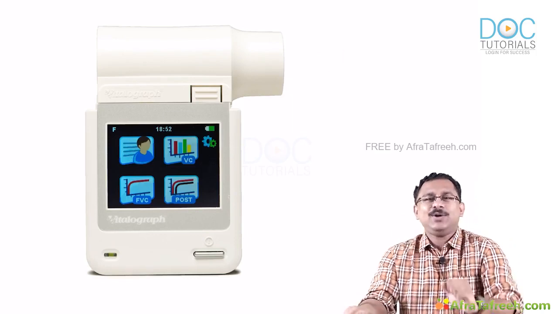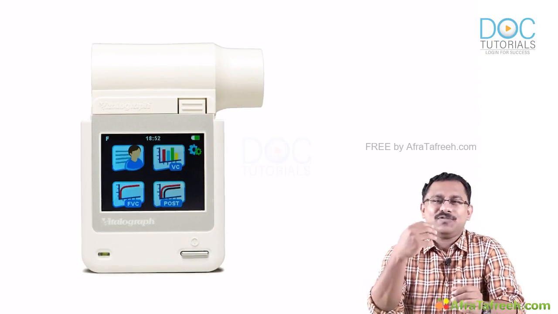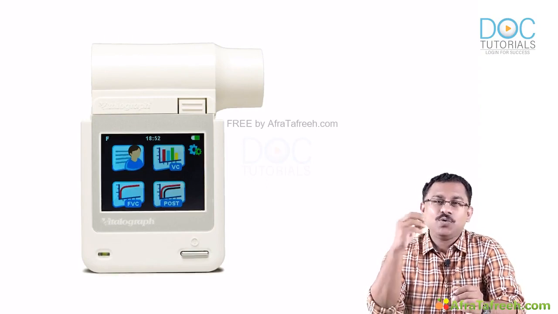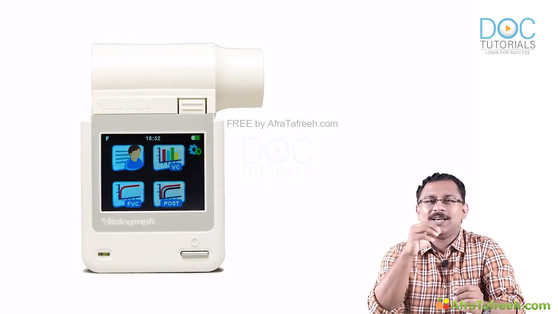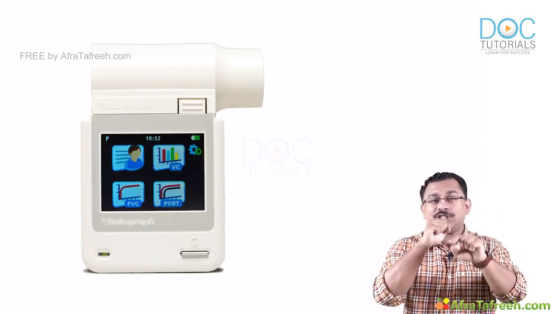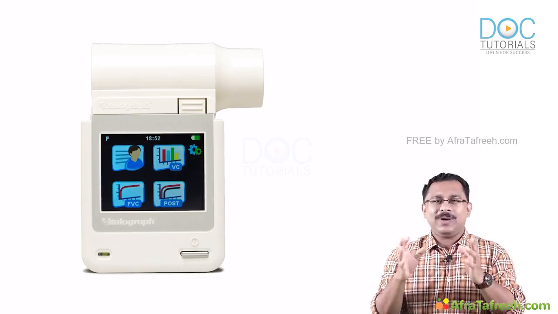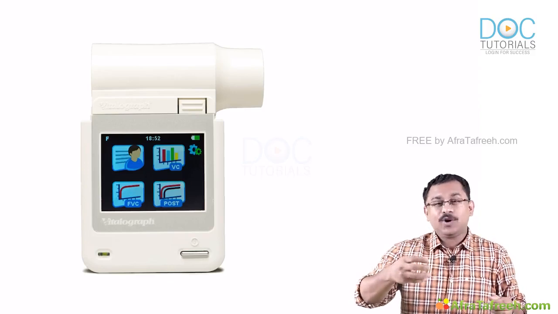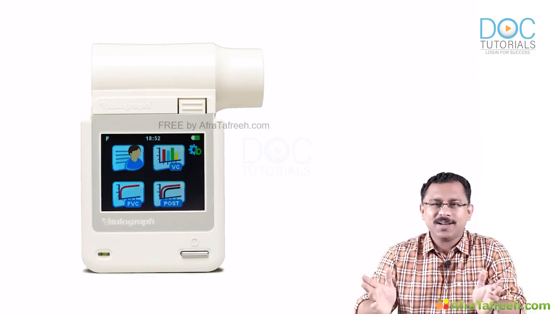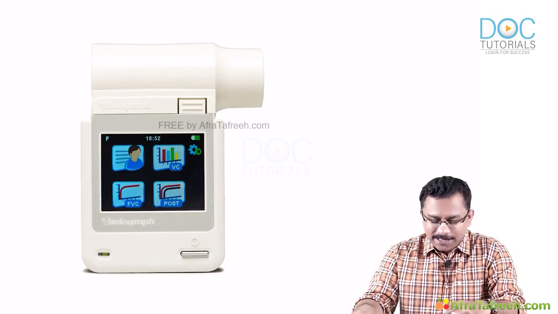So let's try to see more about this technique. When you are doing spirometry, after an inspiration the person is asked to forcefully expire into the mouthpiece. You take a deep inspiration and then forcefully expire through the mouthpiece, and then you will get the values. This handheld spirometry device is often connected to a computer as well, so that you can comfortably analyze the values and the graphs. So that is how you do it.